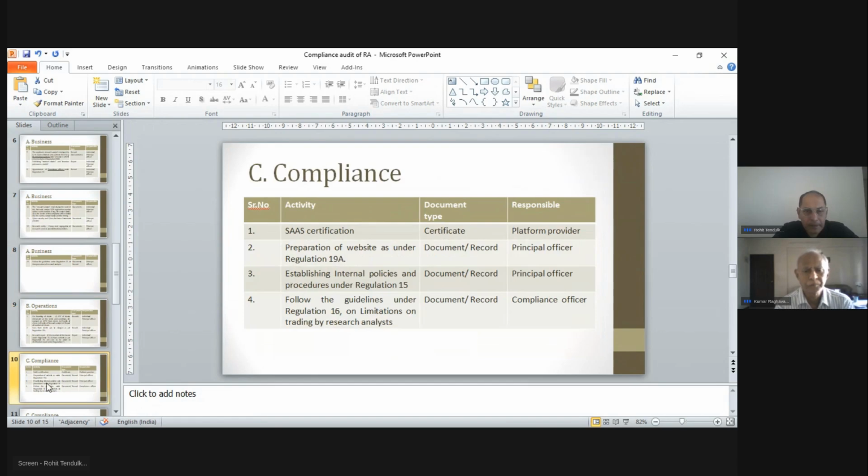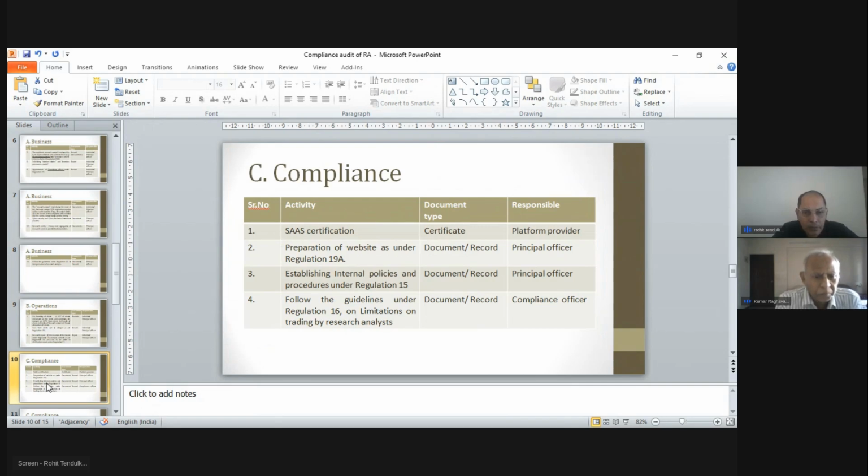Compliances. That is the third part. In compliances, first is you will have to obtain a SaaS certificate. That is software as a service. If you are using software as a service, then you need a certification from the developer. So the document type is certificate, and the platform provider must be providing you the certificate.